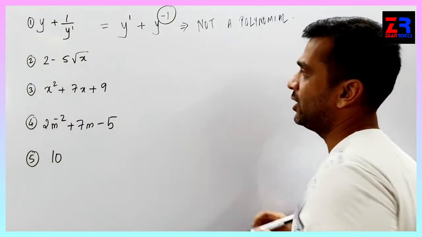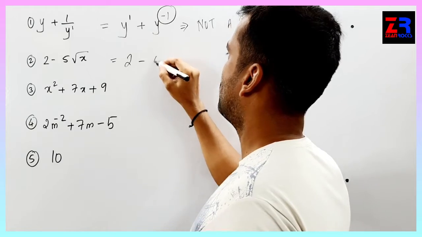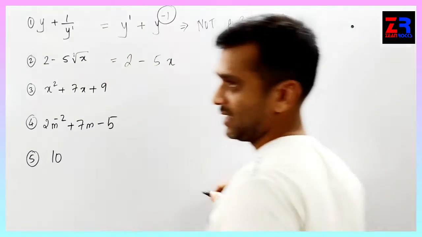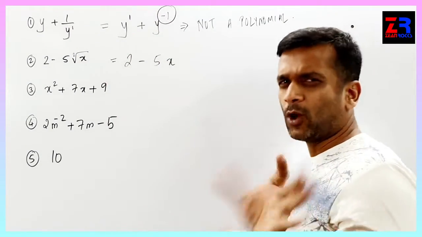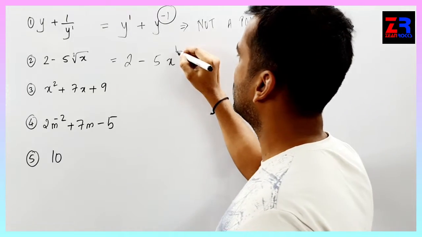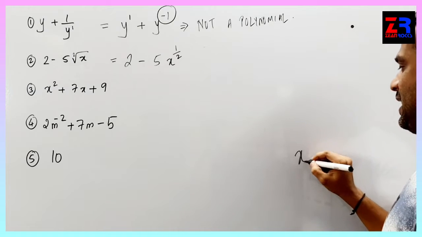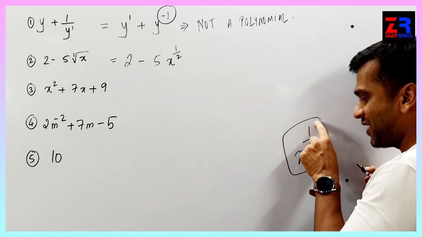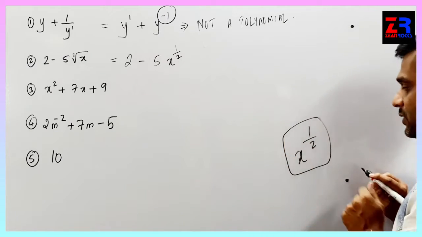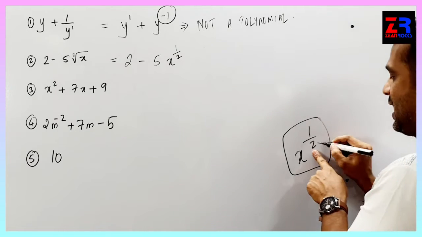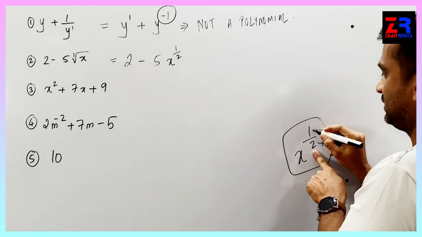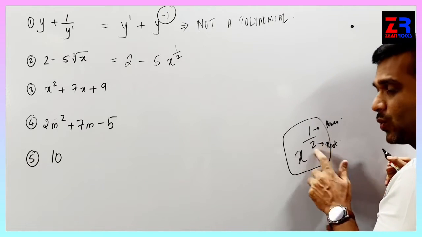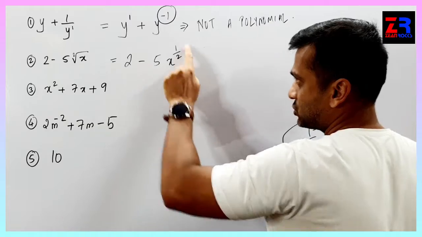2 minus 5 root x. This can be written as 2 minus 5 x. This is root, that means this is square root. Indices. If you did not know, no problem. On x the power will be 1/2. x raised to 1/2. In any fraction raised to 1/2, the denominator is called the root and the numerator is called the power. So this is square root. So I wrote x raised to 1/2.